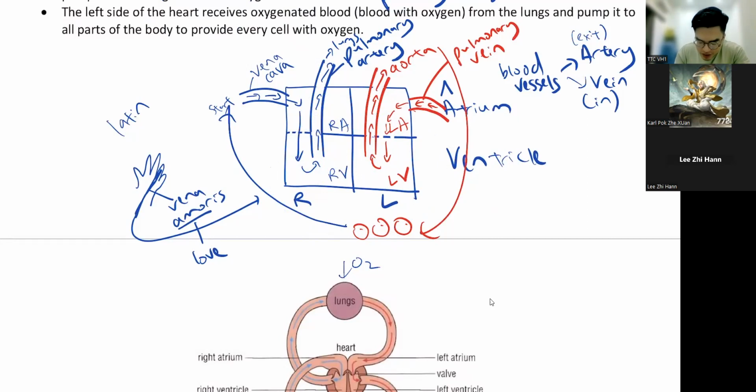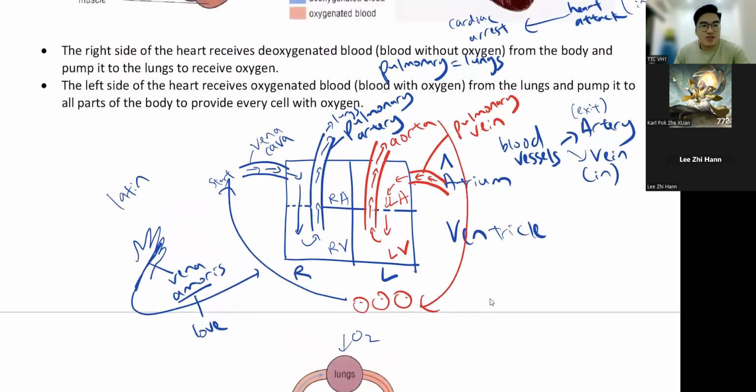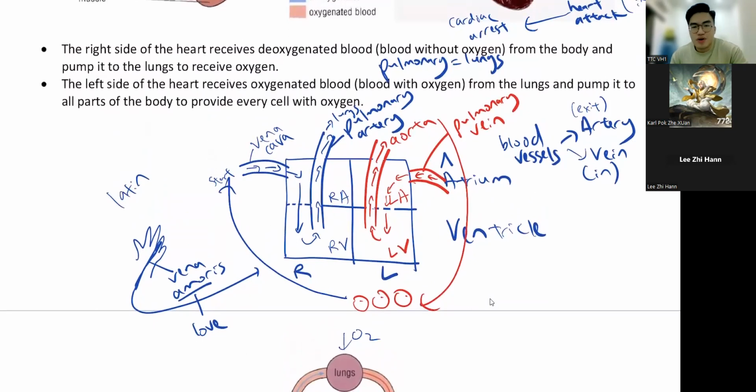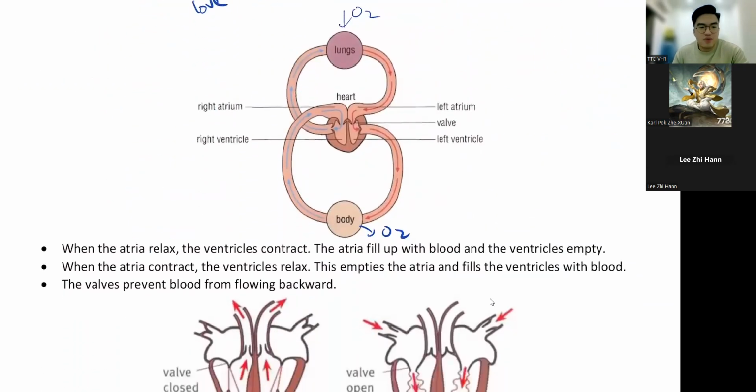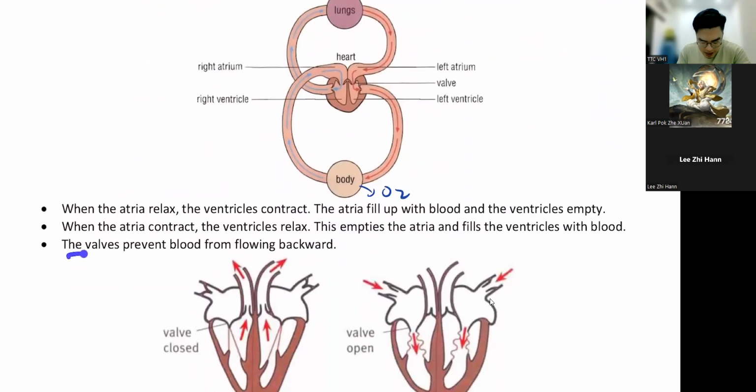Remember these valves? You have your valves here, and you have your valves here. So these valves, like I said last week, was it mentioned here? Okay, the valve is to prevent your blood from going backward. Yes, it's mentioned here. The valves prevent blood from flowing backward. Please highlight this point. This point is very important.